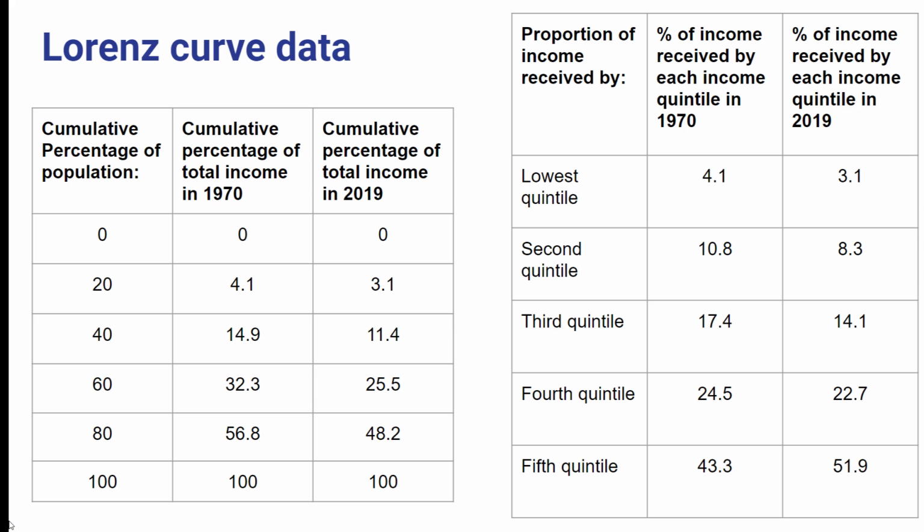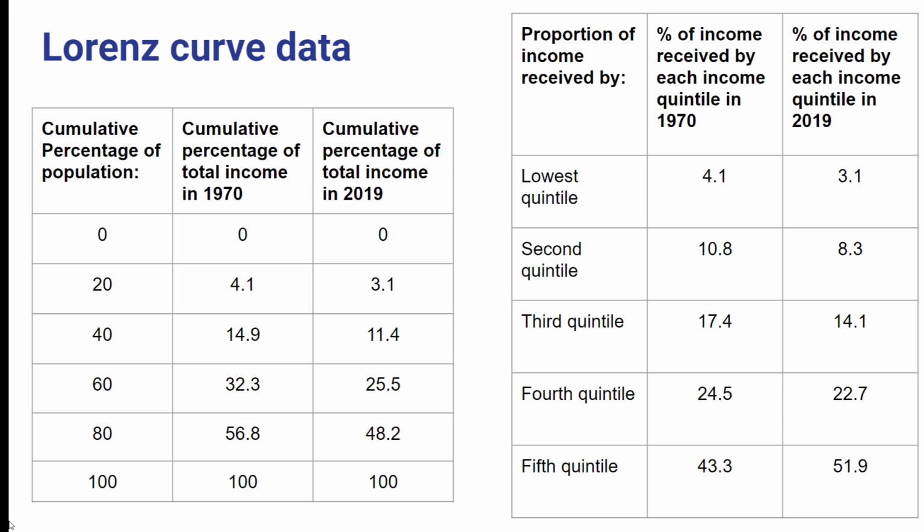To get the values for the 60th percentile, we just add up the shares received in the first, second, and third quintiles, which add up to 32.3 and 25.5. To get to the 80th percentile, that would consist of people in the first, second, third, and fourth quintiles. So we add up those values in each of the columns, and we get 56.8 and 48.2. When we get to the 100th percentile, that now includes everybody. And the income received by the bottom 100% of households would obviously consist of 100% of total income. So that's the basic data.